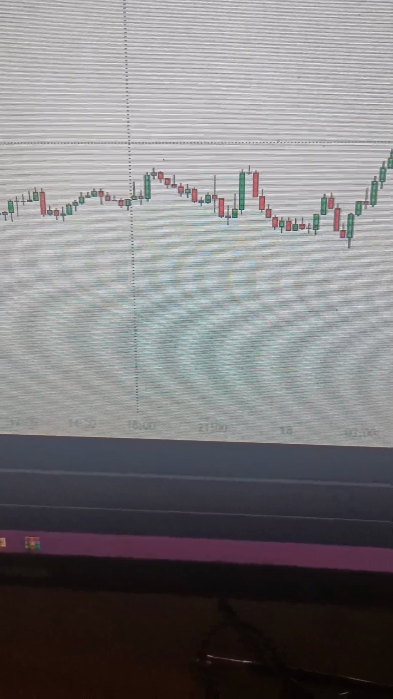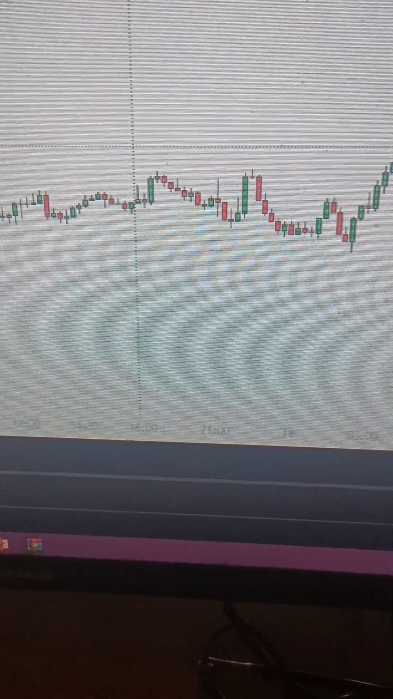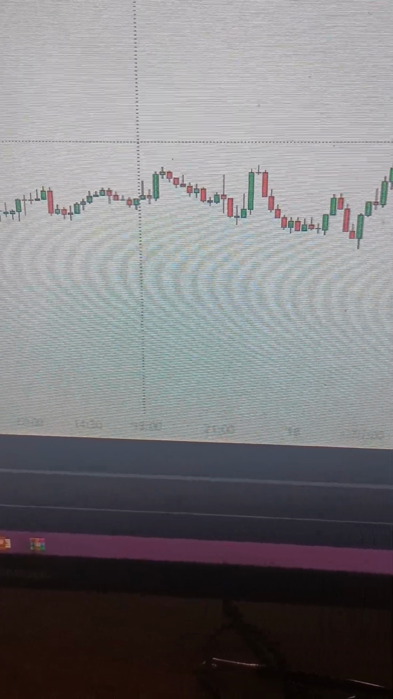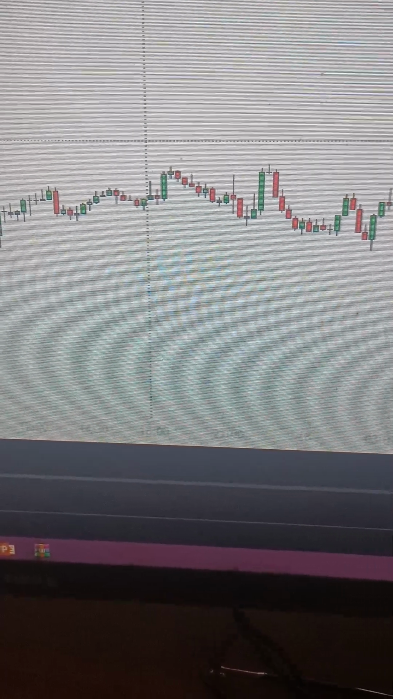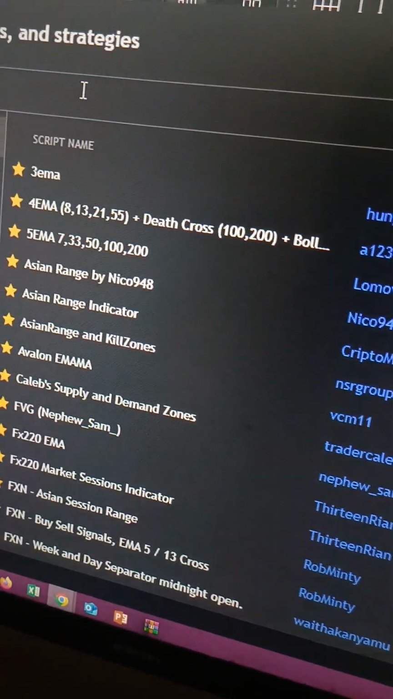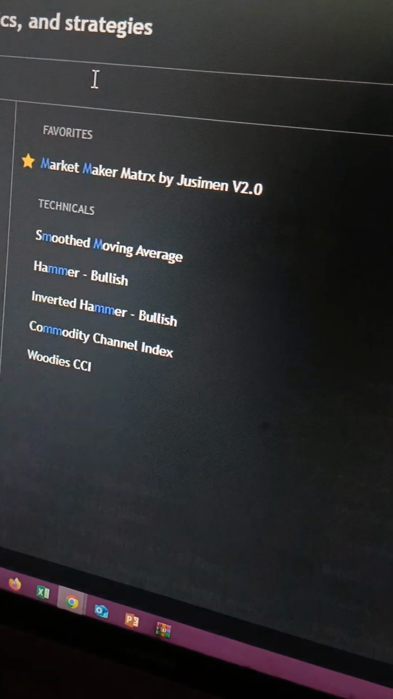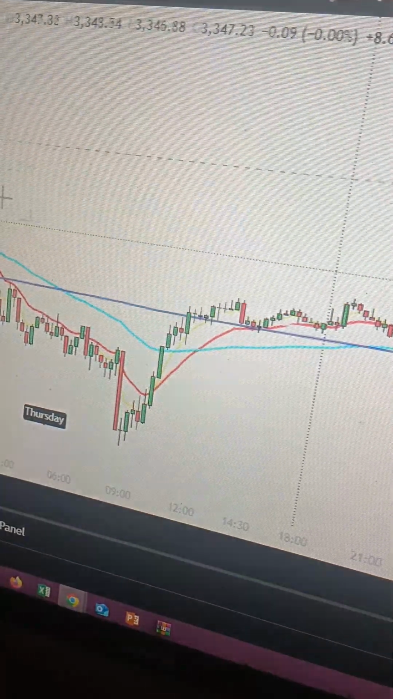So I want to simplify things. I don't know if you're okay with it. I want to make it simple. It's BTMM. I don't know if you have come across that concept. If you're in TradingView, this is the indicator we are using: Market Maker Matrix by Jasmine, that one.